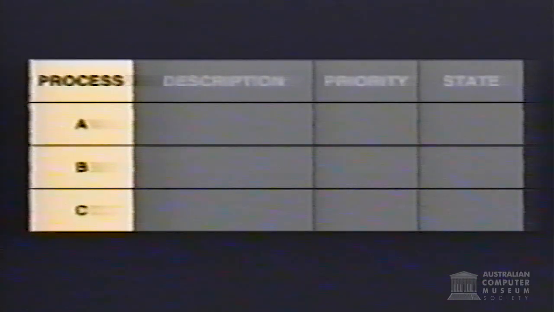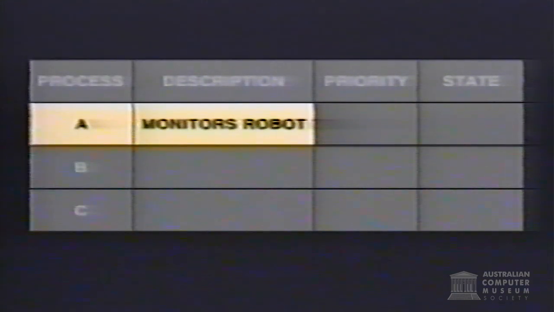Let's take a look at a simple example of scheduling under VMS by looking at 3 memory-resident processes. Process A monitors a robot on the manufacturing floor, periodically checking the robot's status. Because any malfunction of the robot will slow production, this is a time-critical activity. So real-time process A is assigned a priority in the time-critical range, say at priority level 20.